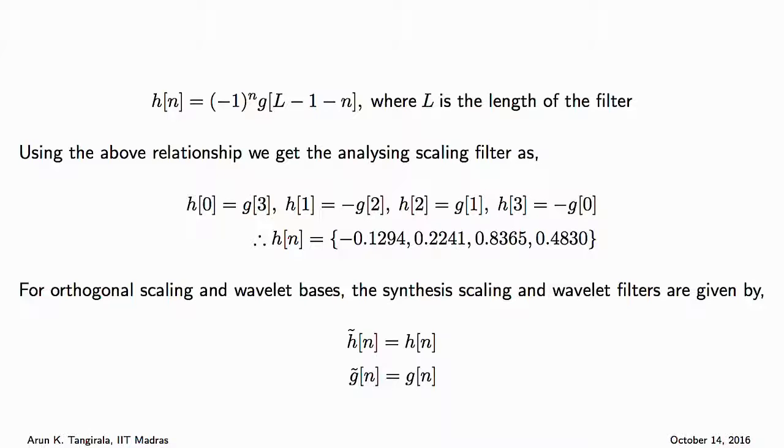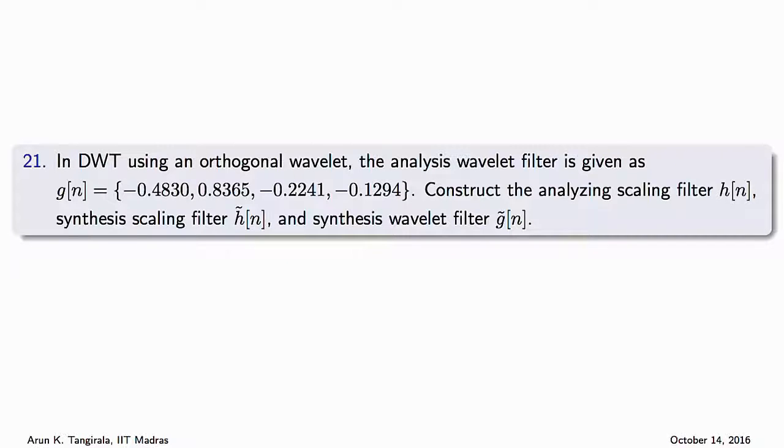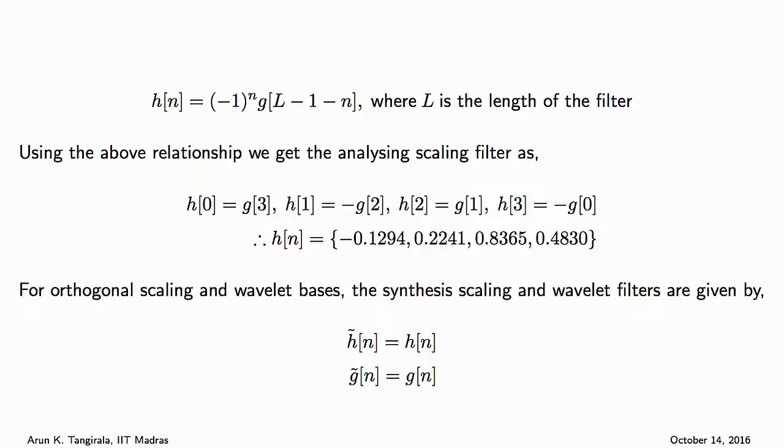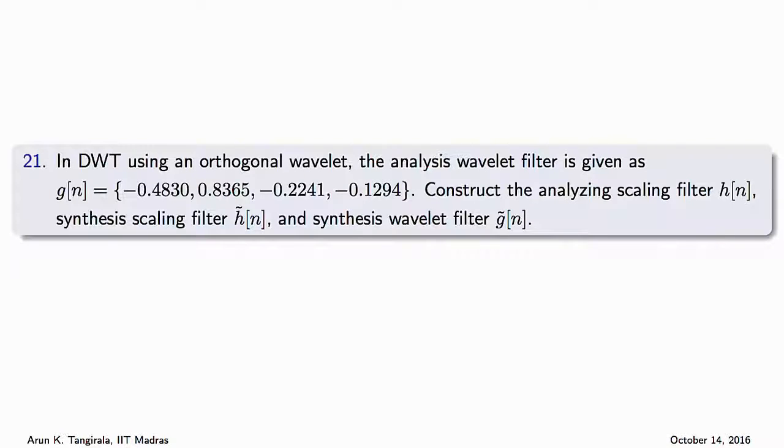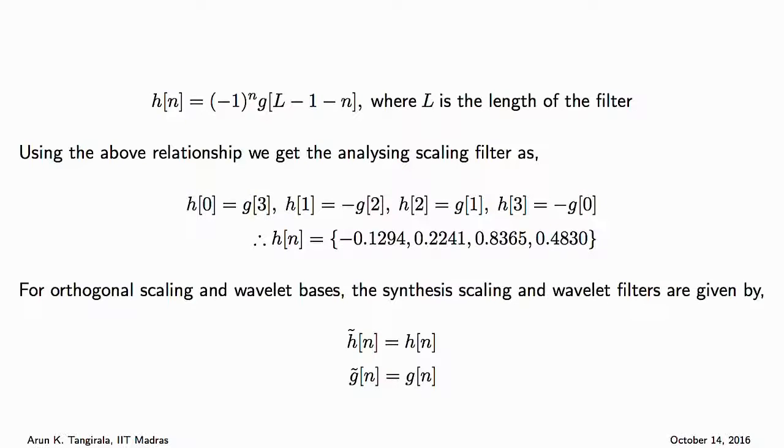So, simply substitute for n equals 0 followed by 1, 2 and 3. Remember, there are 4 coefficients. So, n runs from 0 to 3. H of 0 would be G of 3, H of 1 would be minus G of 2, H of 2 would be G of 1, and H of 3 would be minus G of 0. Therefore, you obtain H. In fact, you should see a certain kind of negative symmetry, that is, the coefficients are flipped and the signs are reversed, and that is what this relation says.